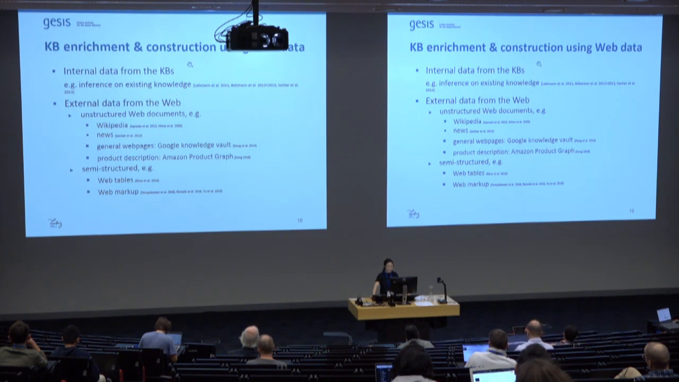And there is a lot of work using external data from the web. For instance, there is work using unstructured web documents, like free text articles in Wikipedia, news articles, or general web pages and product descriptions from Amazon for populating the knowledge base. And there is work using semi-structured web data, for instance, using web tables or web markup, as we do in our work.